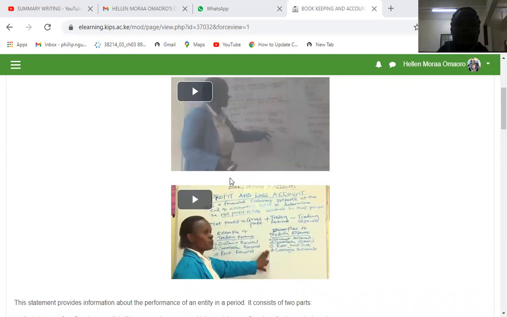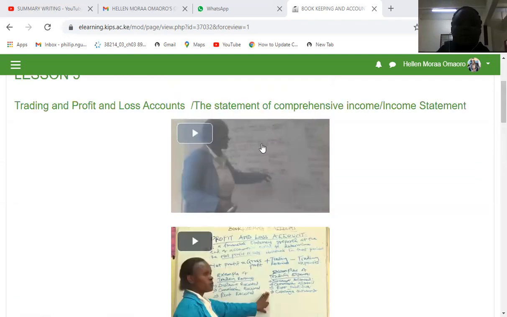Trading account is a financial statement prepared at the end of the financial accounting year or period in order to determine the gross profit made during that particular year. So it is prepared at the end of the accounting period in order to determine the gross profit which has been made during that period.